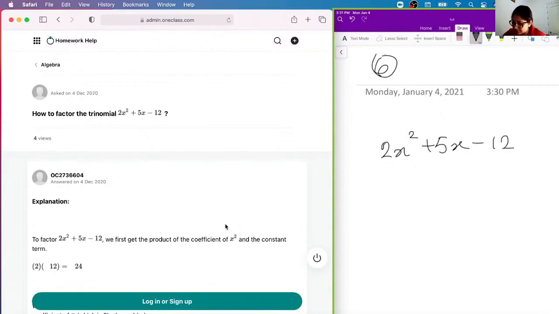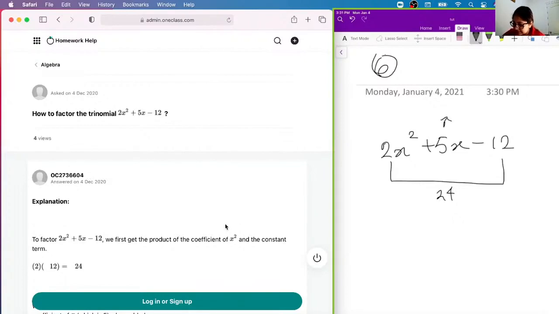So the first step would be to find numbers that, when you multiply, you get the product. So for example, 2 times 12 is 24, okay? And you only have a middle number of 5, so you need to find two numbers that, if you multiply them, you get 24, and when you add or subtract them, you get the middle number, which is 5, okay?